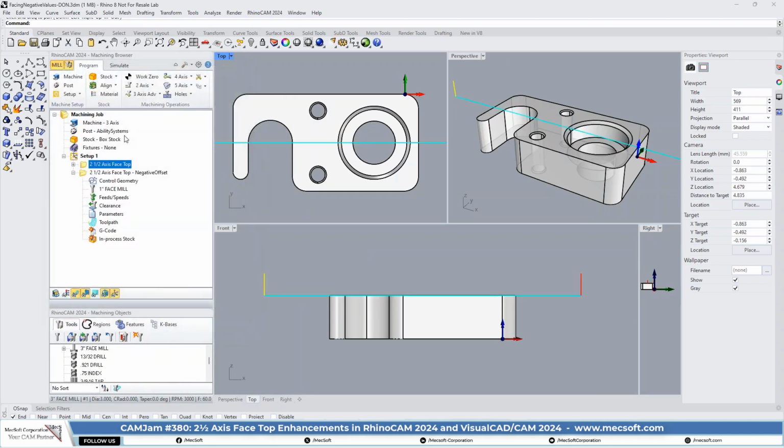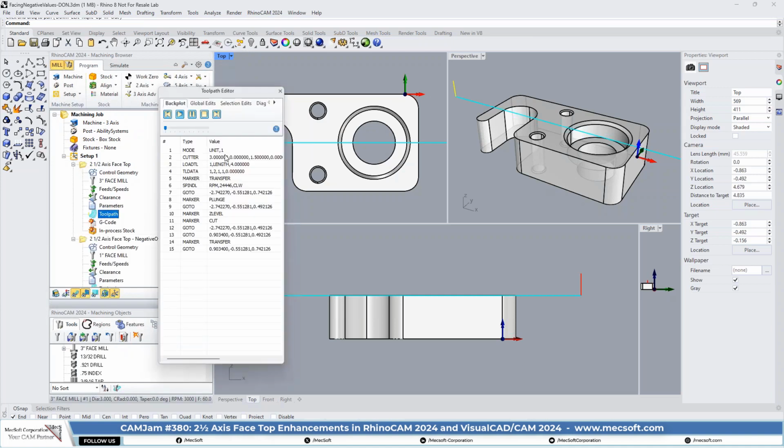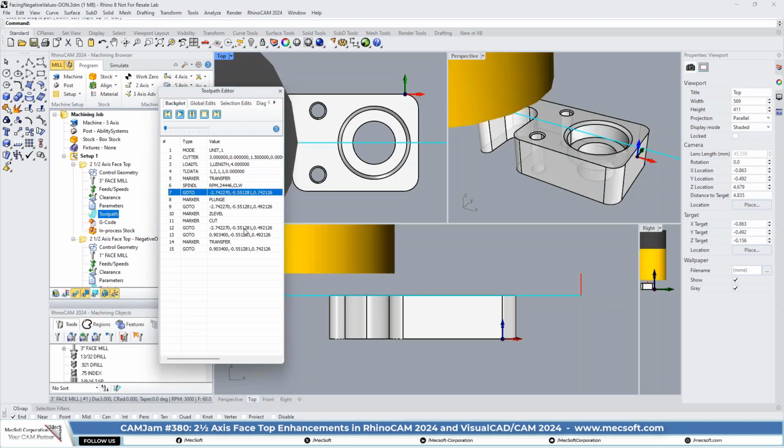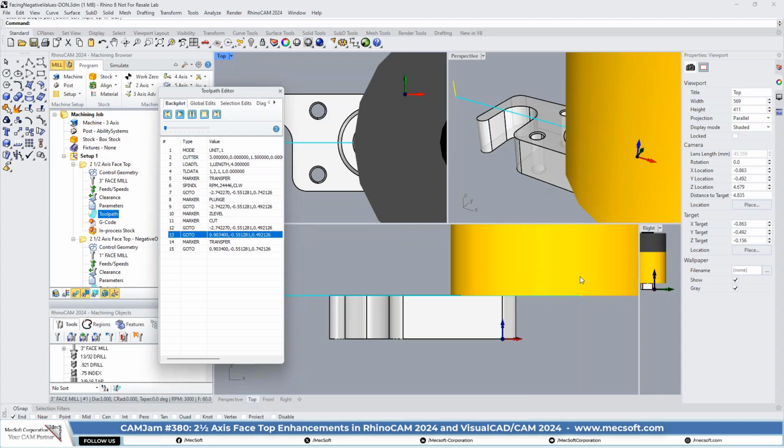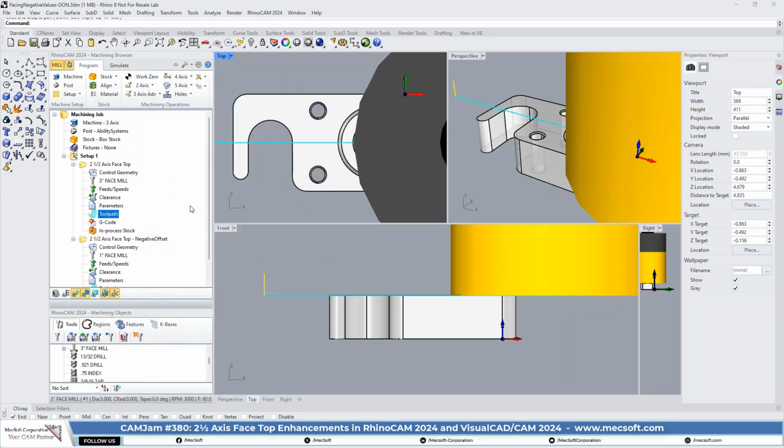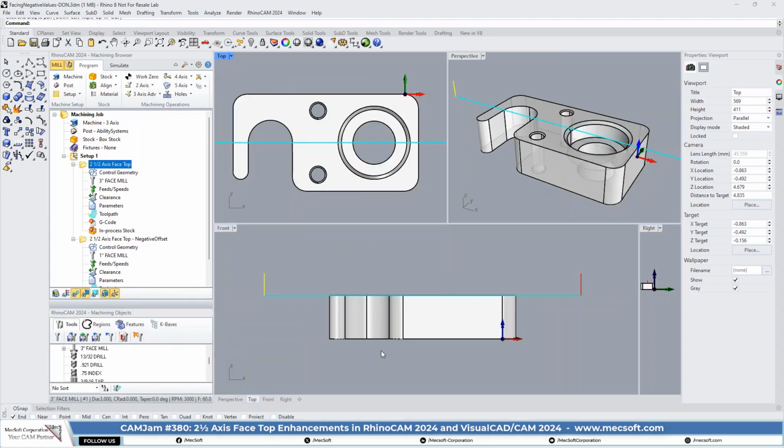Let's take a look at this one. As you can see, by default, it was way out there on the left and the right. Okay, it's a different tool, but you get the idea. The tool path is extended way out to the right and the left. So that's a pretty good enhancement.